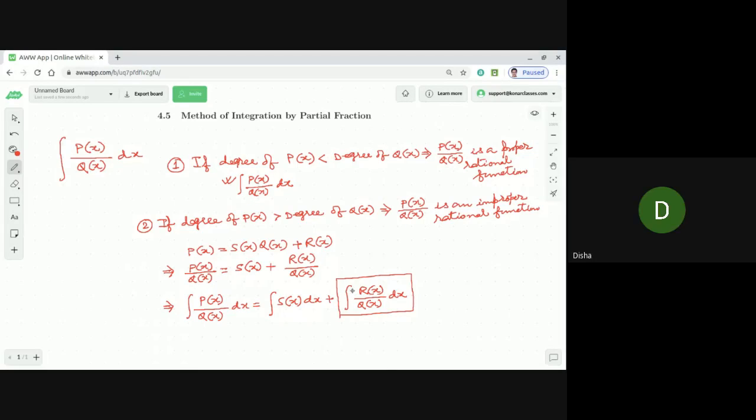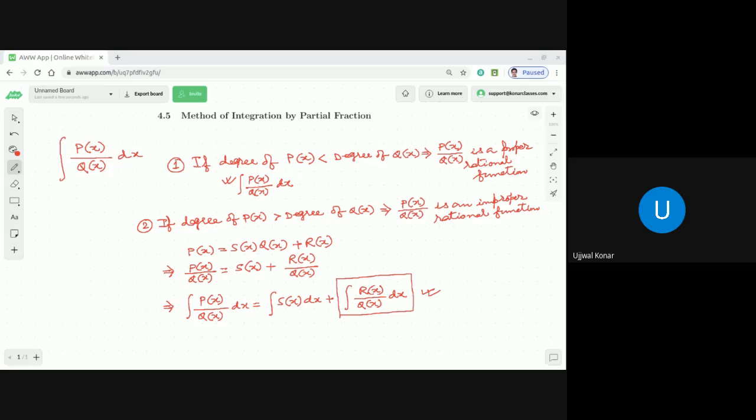Yes, sir. Okay. So the entire discussion is now converging to a single point: how we can perform the integration of p(x) by q(x) where the degree of p(x) is less than the degree of q(x), isn't it? Because when the degree of p(x) is greater than the degree of q(x), what we get? Integration of s(x) plus integration of r(x) by q(x). What you see here? Integration of s(x) is very easy to do, correct or not?